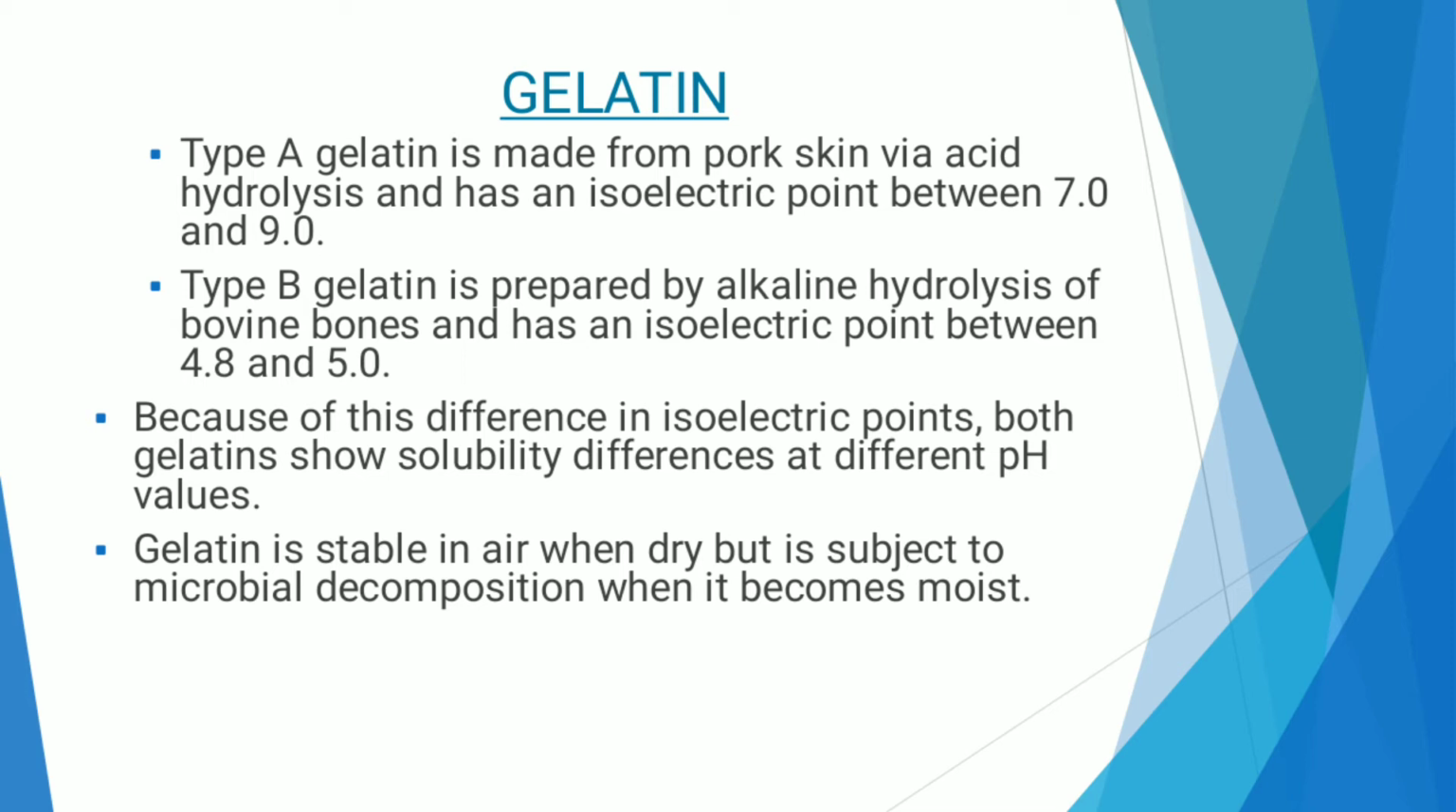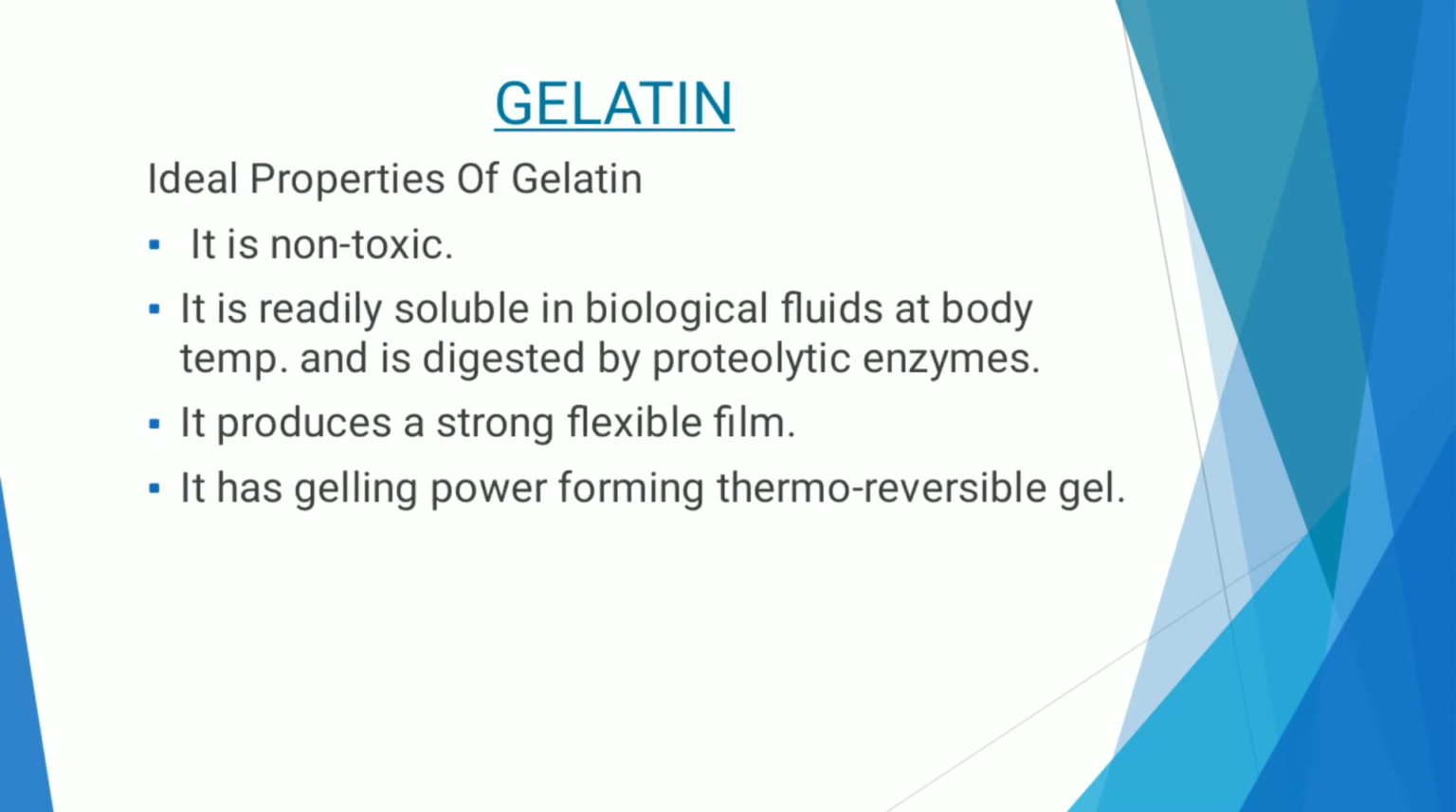Also, gelatin is stable in air when dry but is subject to microbial decomposition when it becomes moist. Traditionally, capsules were manufactured using both types of gelatin, but a combination of pork skin and bone gelatin is often used to optimize shell characteristics, because bone gelatin contributes firmness, whereas pork skin gelatin contributes plasticity and clarity.